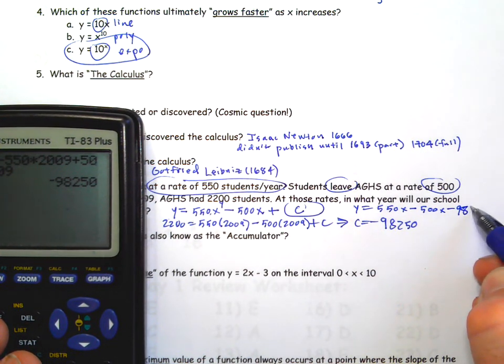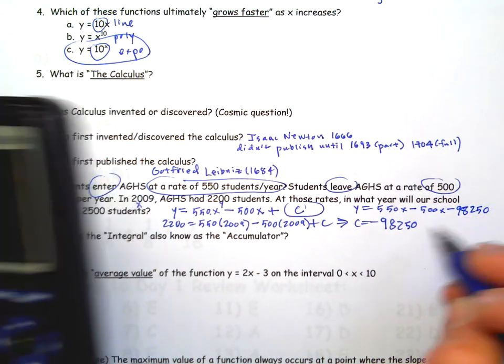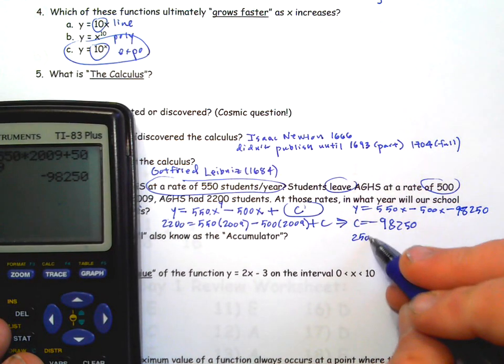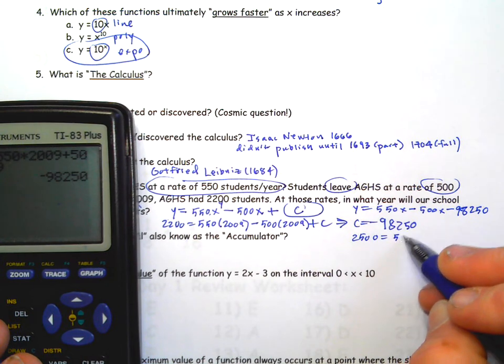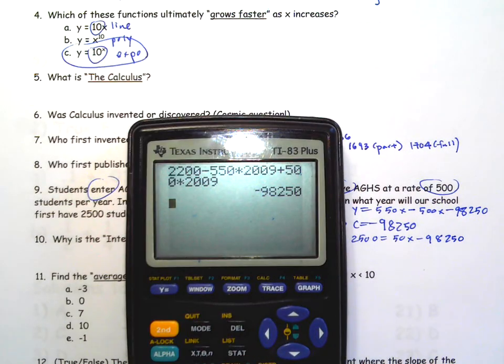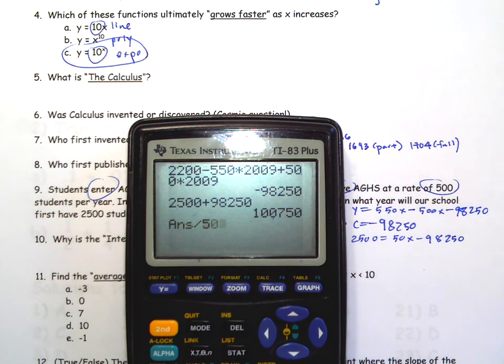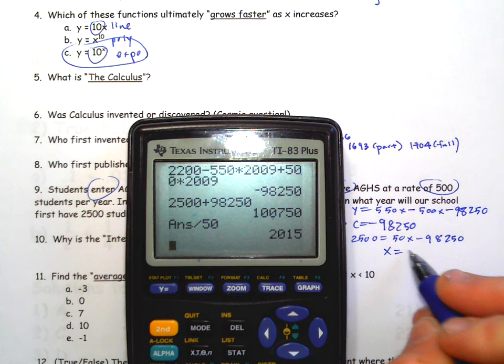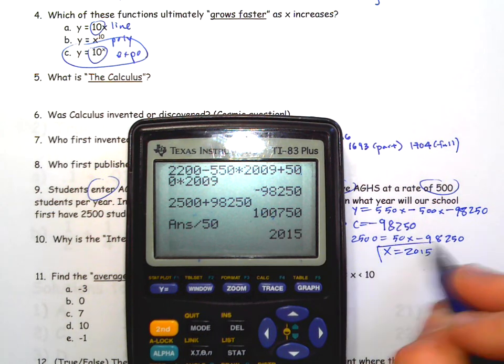And then how do we figure out when it's going to be 2,500? We set the value to 2,500 and we solve the equation. So we could do 2,500 plus 98,250, divided by 50. x equals 2015.